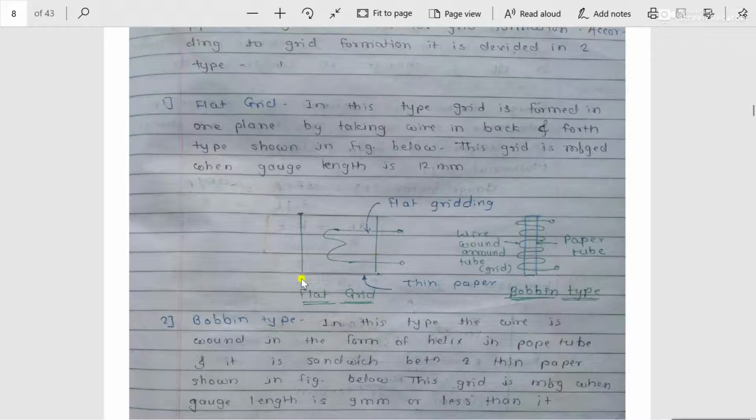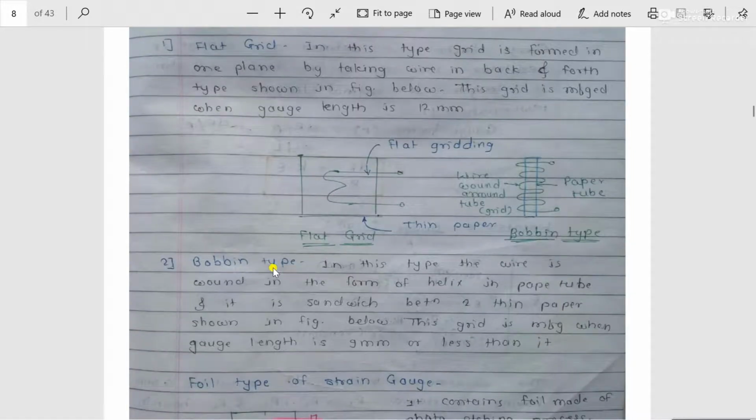And these particular strain gauges are manufactured when the gauge length is 12 mm. Gauge length means the horizontal length of the strain gauge. So if we have to manufacture a strain gauge having a gauge length of 12 mm, in such types of strain gauges we have to prepare the flat grid. And exactly opposite is what is meant by the bobbin type of strain gauges.